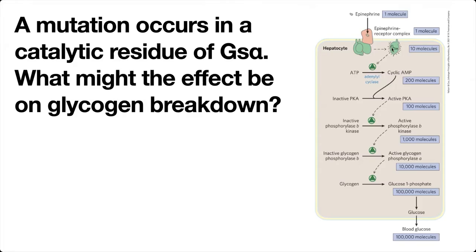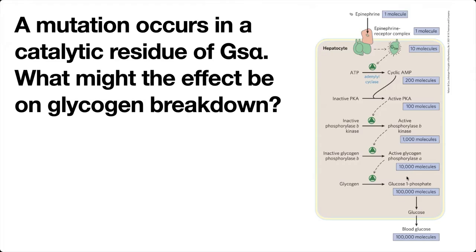We have a mutation in the catalytic residue. That's implying that we're abolishing or very much diminishing the ability of the G protein to hydrolyze GTP. Remember that the hydrolysis of GTP was turning the G protein off. And so we're getting rid of the ability to turn it off, so it's going to be stuck on. If it's going to be stuck on, everything downstream of it is going to be stuck on.